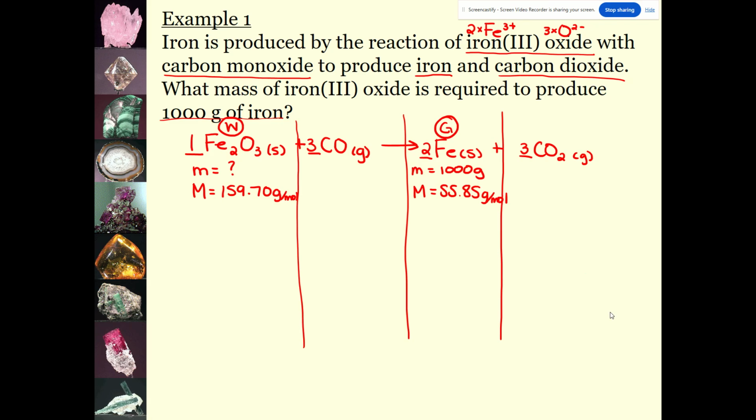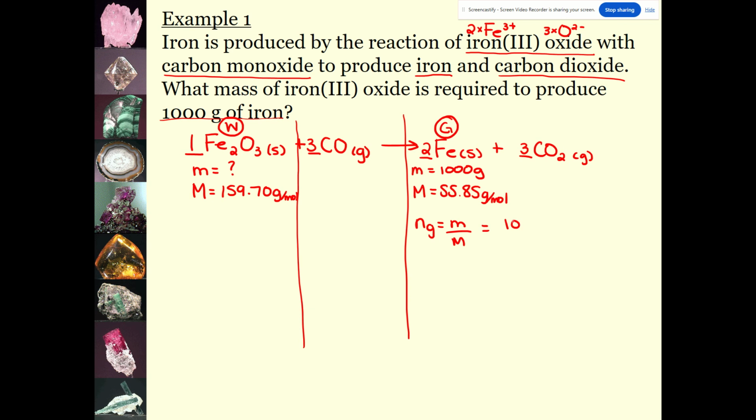So that's step 1. I've written down everything I'm given and looking for, my molar masses. I've labeled my wanted and given. Always label your wanted and given. So now, I'm going to erase that so I have a little bit more space here. I'm going to find the moles of my given. That's step 2, with mass over molar mass.